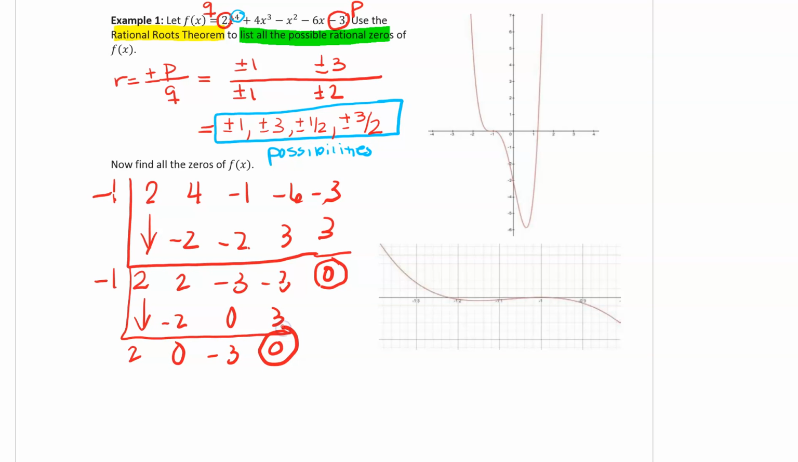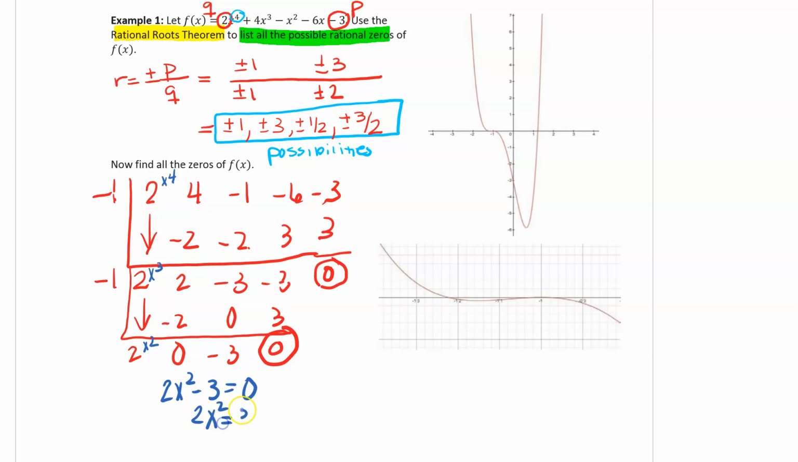And again, we get a remainder of 0. Now remember where we started. This was an x to the 4th. This was an x cubed. So this is an x squared. So once I get to this point, I'm going to write whatever I have left over, 2x squared minus 3 equal to 0. And I'm just going to solve that out.